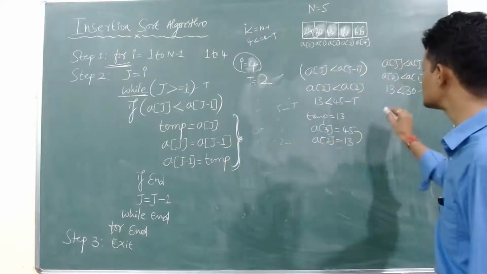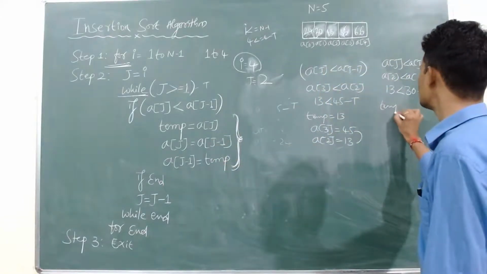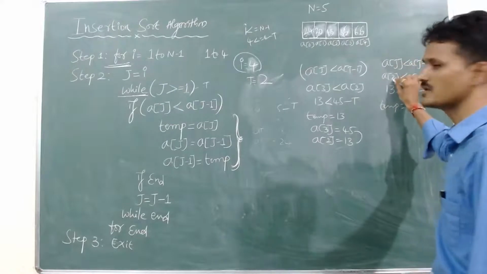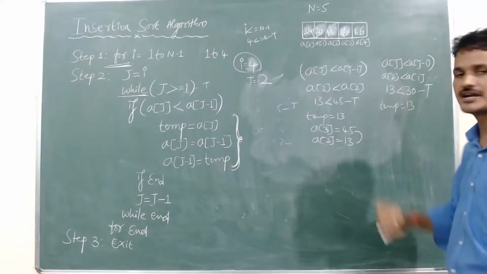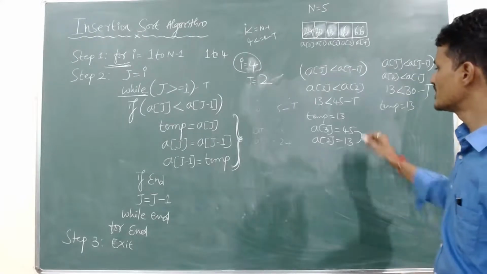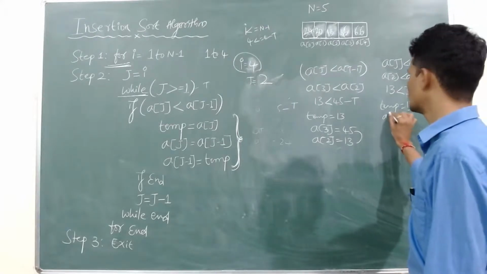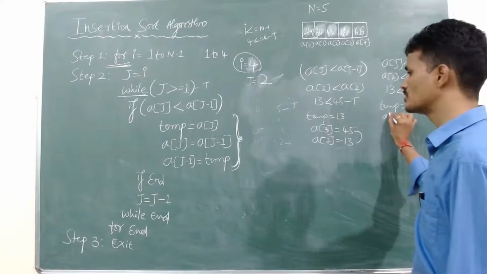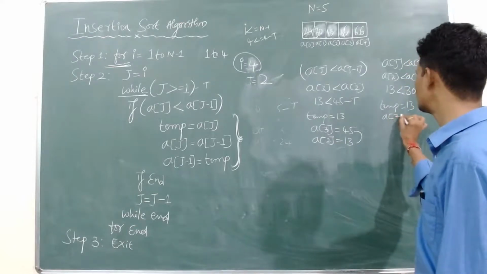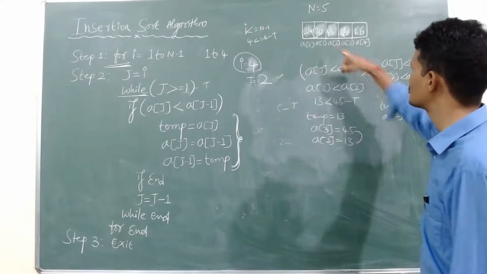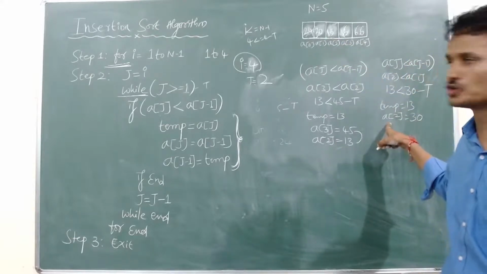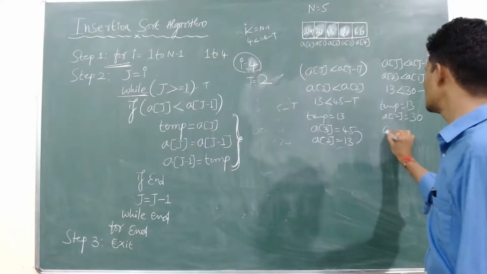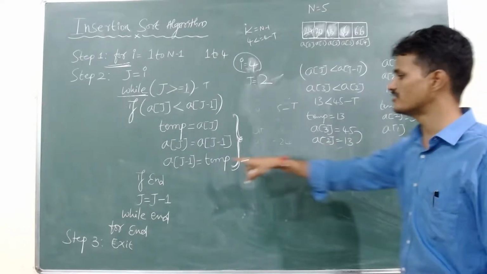That is, temp is equal to A of j. A of j means A of 2. What is the value stored in A of 2? 13. 13 will be assigned to temp. Next, A of j is equal to A of j minus 1, right? A of 2 is equal to A of 1. What is the value stored in A of 1? 30 will be assigned to which location? A of 2.